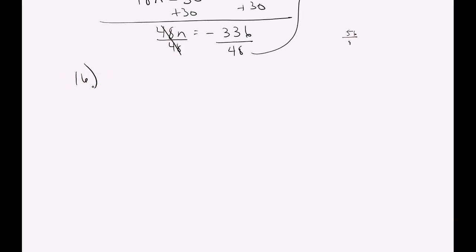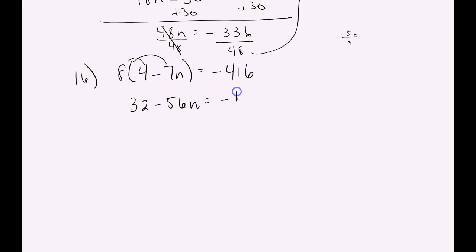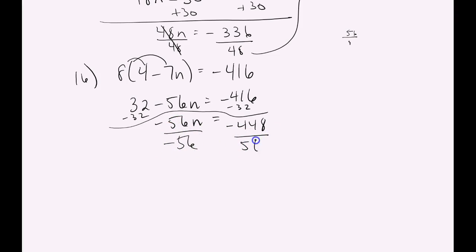Okay, number 16. Same thing, a little bit of distributing involved. Alright, so distribute 32 minus 56n equals -416. So we are going to subtract 32 from both sides just to get the -56n by itself. So that's going to become a -448, I believe. Then we need to divide both sides by -56 and try to figure that arithmetic out.